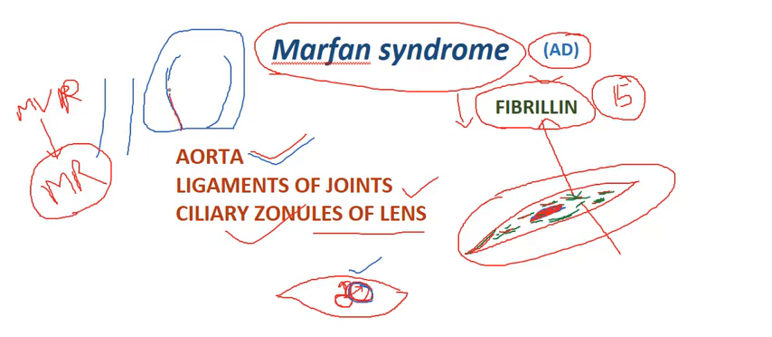There will be a dilatation of the aorta as there is a defect in fibrillin genes or elastic fibers. There is a defect in elastic fibers, so the aorta loses its elasticity and becomes dilated forever.